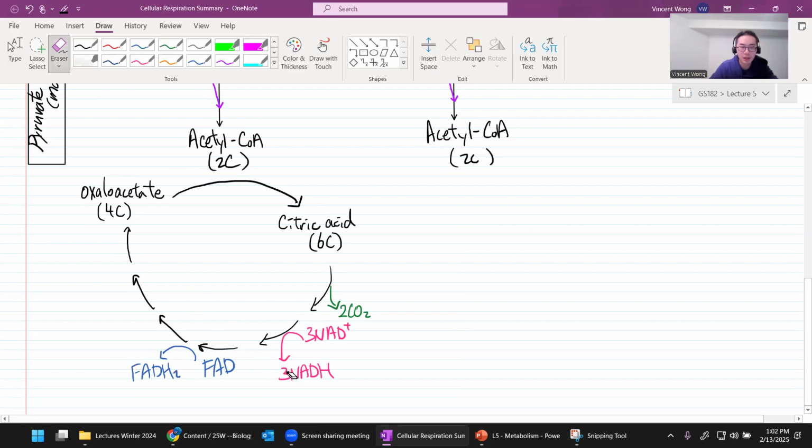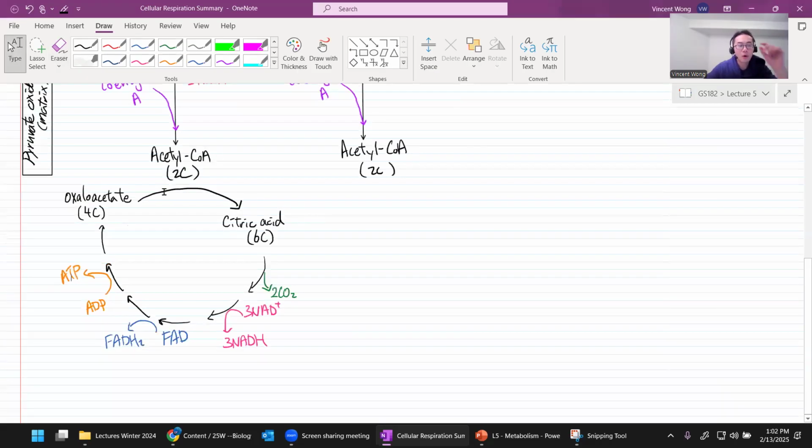Remember, these things are gonna go to the ETC, the final stages, right? The airport, so to speak. And we're going to be creating some ATP, not a lot. Okay, and these ATPs are created through substrate level phosphorylation. So that's for one turn of the Krebs cycle.